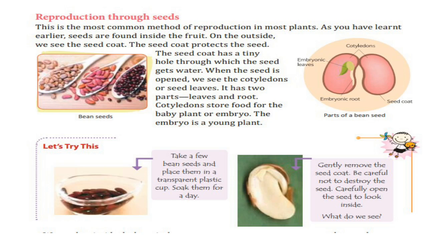As you have learned earlier, seeds are found inside the fruits. Everyone knows that the seeds are found inside the fruit. On the outside, we see the seed coat. The outer covering is called the seed coat. The seed coat protects the seed. The seed coat has a tiny hole through which the seed gets water. So with the help of this tiny hole, the seed gets water.